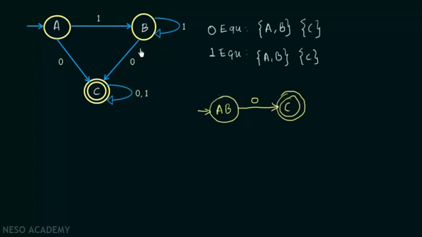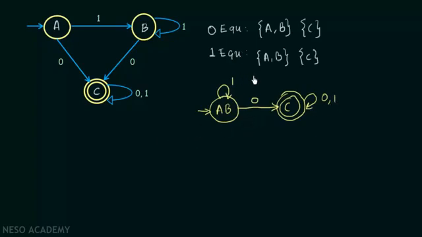And on input 1, where do they go? Both A and B are going to B itself on getting input 1. So on getting input 1, both of them go to B itself. And B is here, so we send it to themselves. And then C will be the same on both input 0 and 1, they will go to C itself. So we see that this is the minimized DFA.